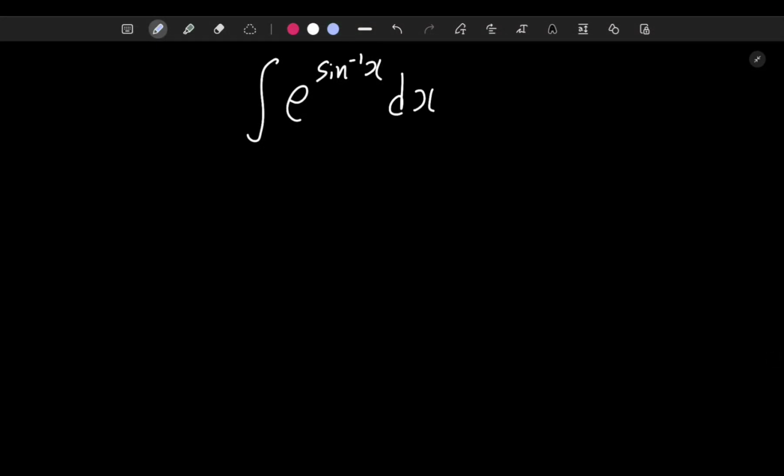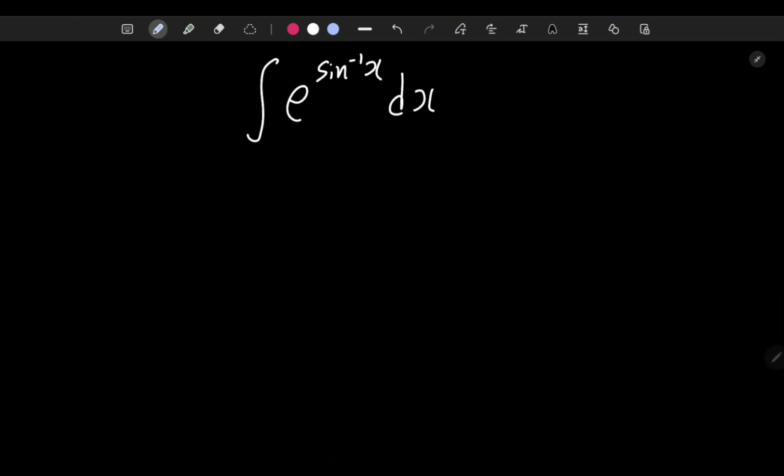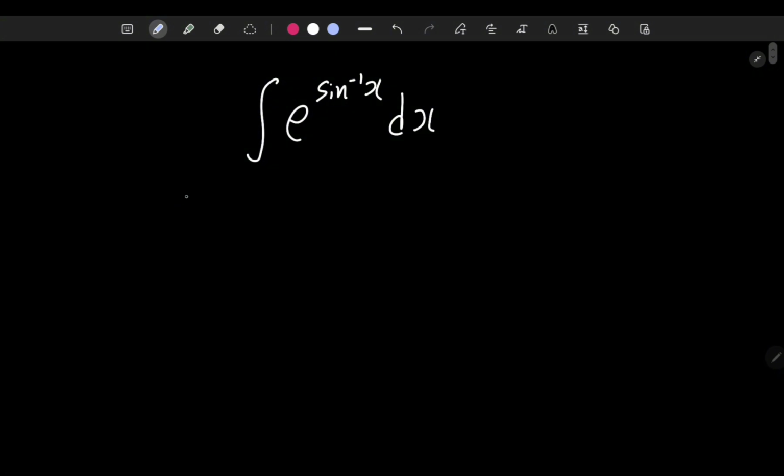In this video I'm going to solve this problem, right? First I'm going to take a substitution that sin inverse x is equal to t. Now I'm going to take sine on both sides. So when I take the sine of sin inverse x, it becomes x. Then when I take sine on the right hand side, this is sin t, right?